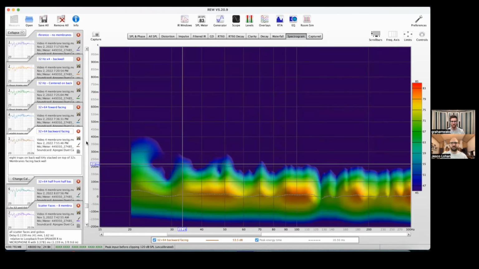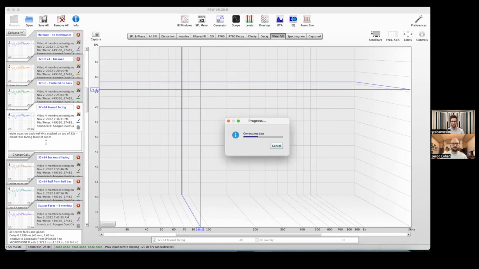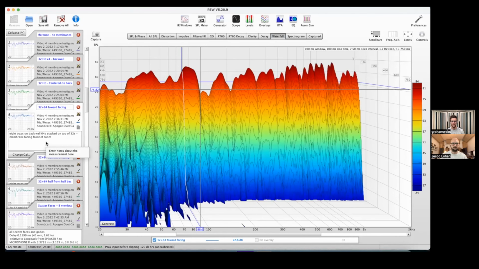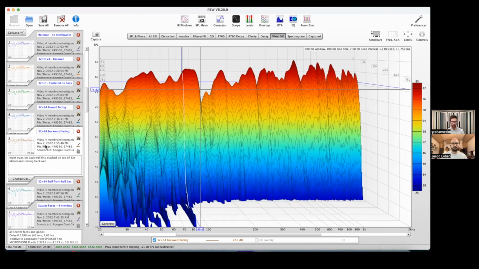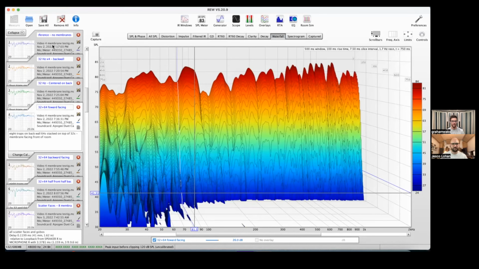Can you actually show us the waterfall just before and after as well? I'm curious. This is without the membrane traps. Yeah. This is with the membrane traps facing forward. And then this is with them facing backward. Right. Can you just do a forward and no trap comparison? Yeah. Okay. There we can definitely see that effect happening.